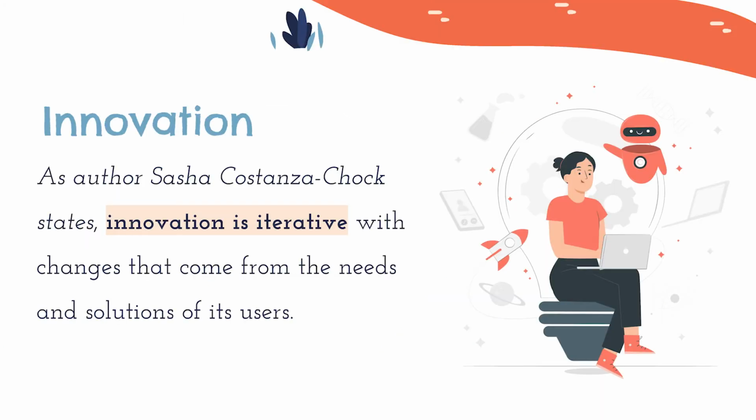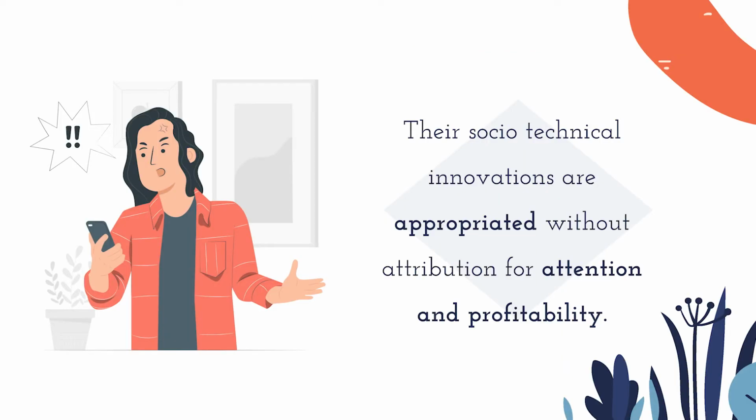As author Sasha Costanza-Chock states, innovation is iterative, with changes that come from the needs and solutions of its users. The users within marginalized groups tend to have an advantage in this field in relation to the matrix of domination, yet they are not hired nor promoted to those key jobs. Instead, their socio-technical innovations are appropriated without attribution for attention and profitability. This also extends to media and cultural innovations, where social movements, led by activists within marginalized groups, fuel those industries.